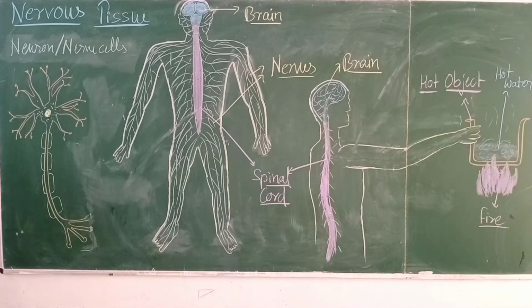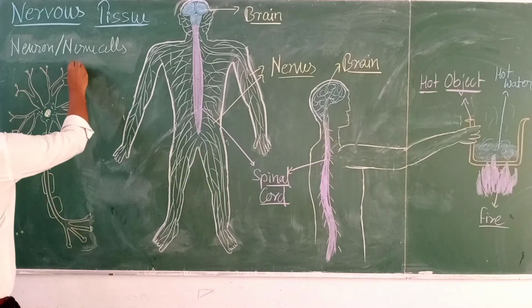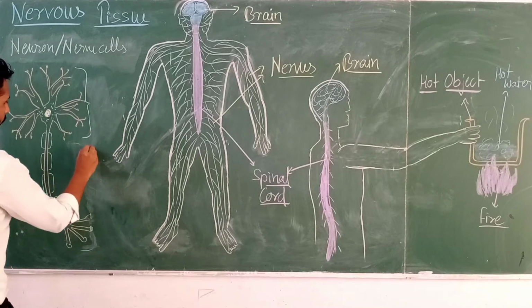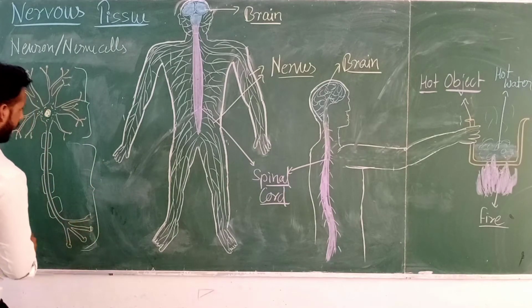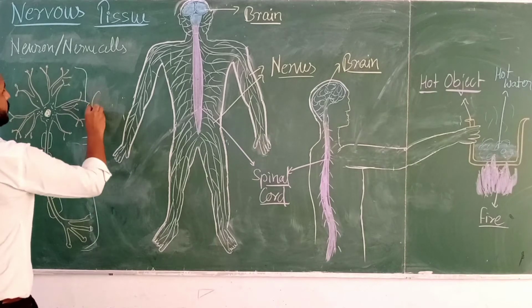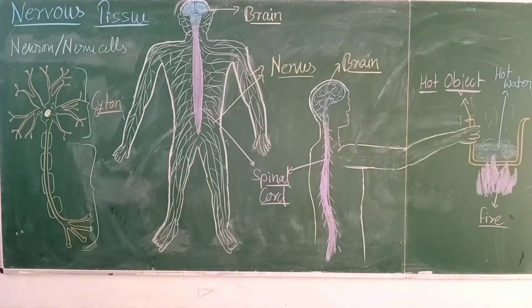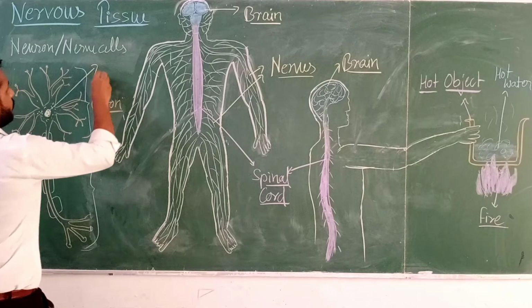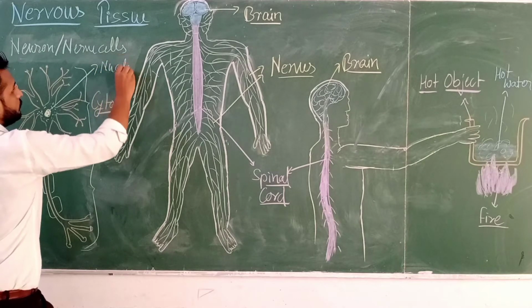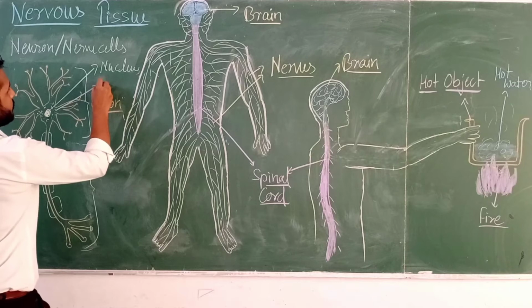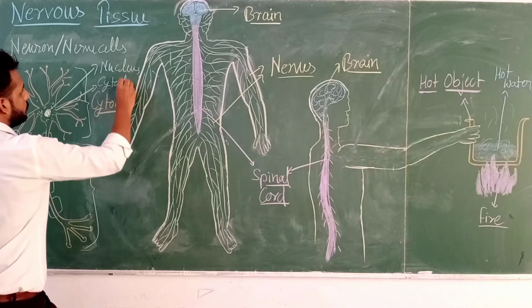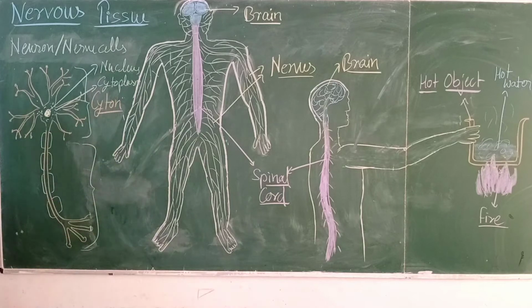Basically, its structure is divided into 2 parts. What are those parts? One is cytosol and another is axon. First one, cytosol. Cytosol consists of nucleus and cytoplasm. Nucleus and cytoplasm both together form the cytosol.